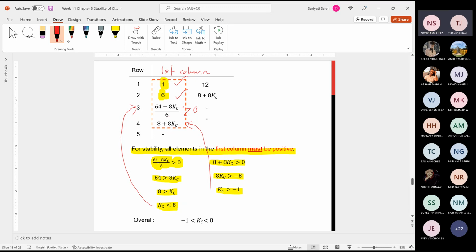So since we have two ranges, KC less than 8 and KC greater than negative 1, you can combine the ranges. In the end, the overall combination is negative 1 less than KC less than 8. So this ensures you get the positive response. So this means the KC value must satisfy this range for achieving stable response. So this is how you can determine whether the process is okay or not.